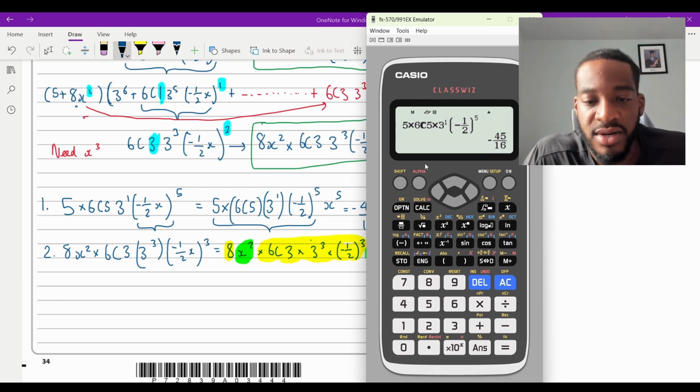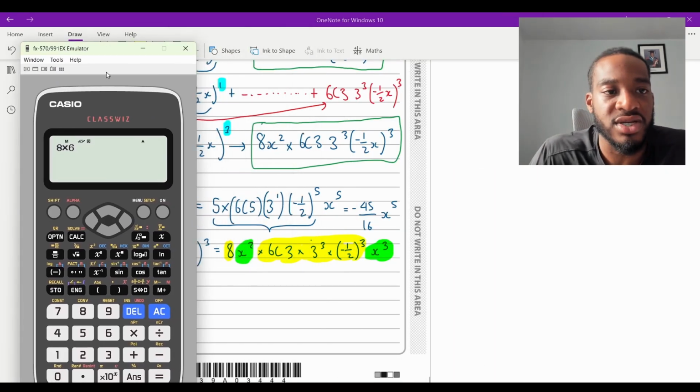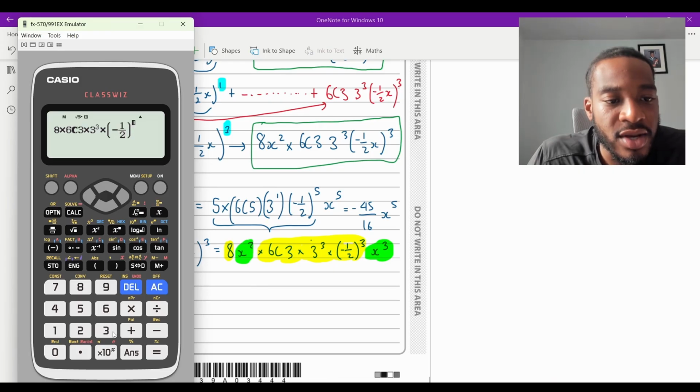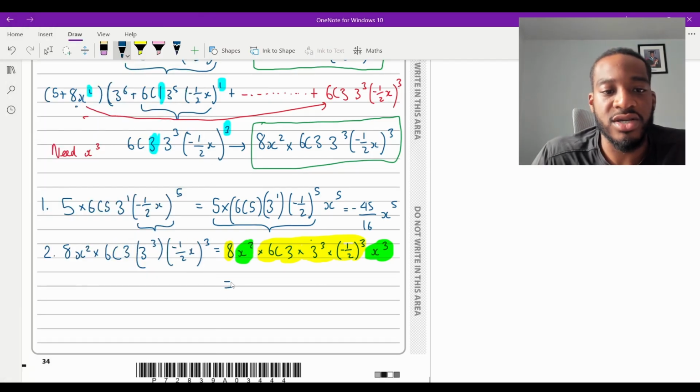It's going to be 8 times by 6 choose 3. Just because I'm a bit scared that you won't be able to see the calculator, I'll do it on this side. All right, so it's going to be 8 times 6 choose 3, times by 3 cubed, like that, and then times by minus a half cubed. Let me just double check. 8, 6 choose 3, 3 cubed. Yeah, that's all good. And that gives me minus 540. So therefore, I can say that this term here is just equal to minus 540.